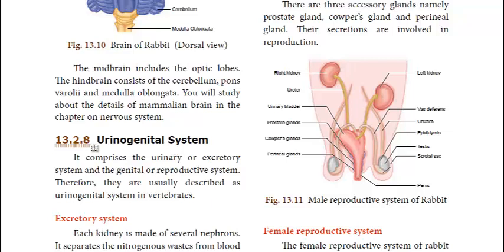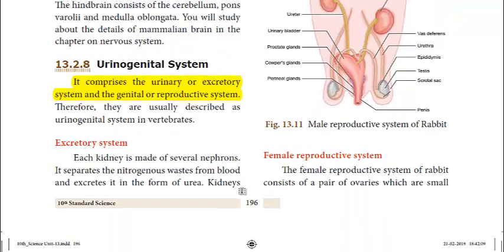That is why this system is called the urinogenital system. It comprises the urinary or excretory system as well as the genital or reproductive system. Why is it called urinogenital? Because it comprises both the urinary or excretory system and the genital or reproductive system. Therefore, they are usually described as urinogenital system in vertebrates. We will see them separately, but since they are associated together, we call it the urinogenital system.